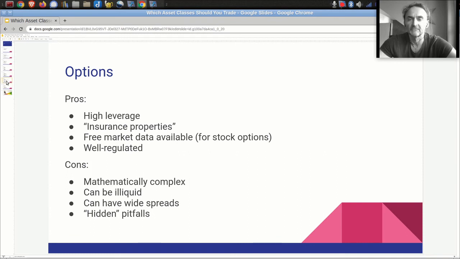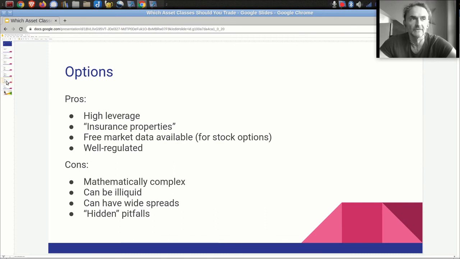And there's free market data available for at least stock options on Yahoo Finance and also on Google Finance, so you can always look up the options prices. And the good thing with options is that they're also well regulated, at least your standard vanilla stock options. So you won't be in for any nasty surprises in terms of regulatory issues. Now, a few things that new traders might not like so much is that they are mathematically quite complex.